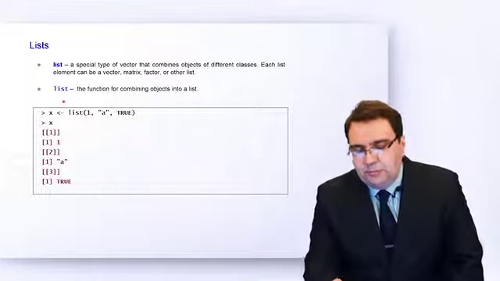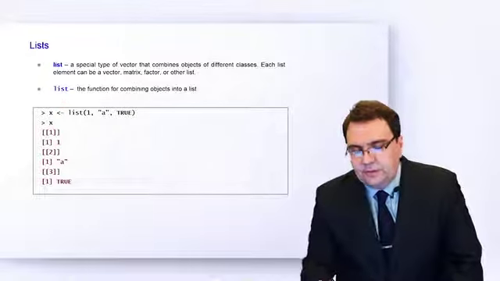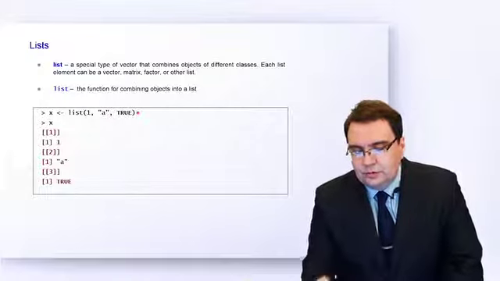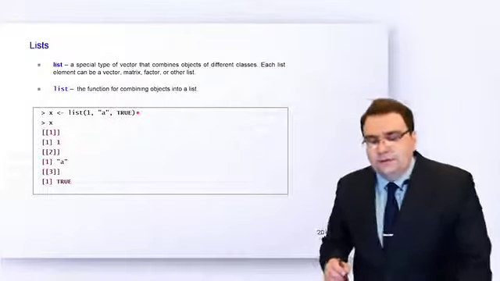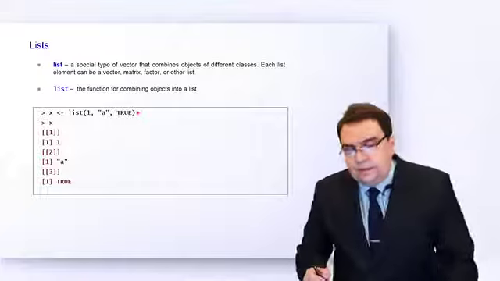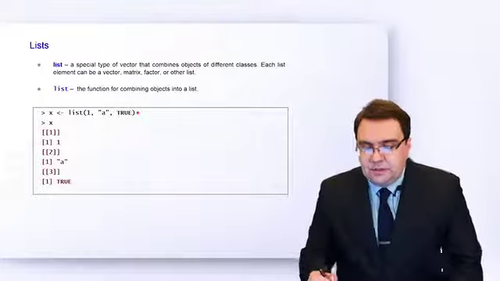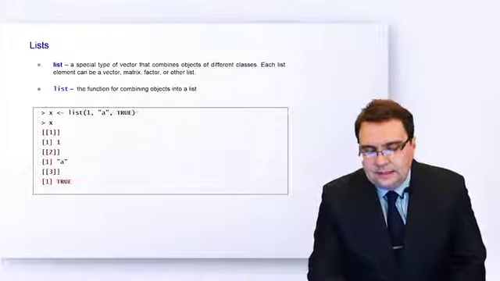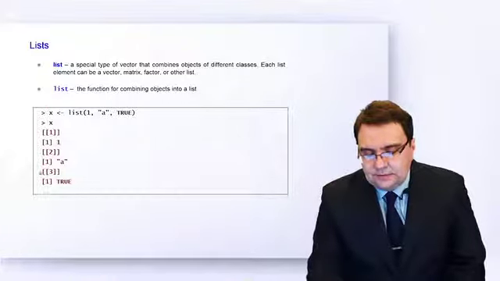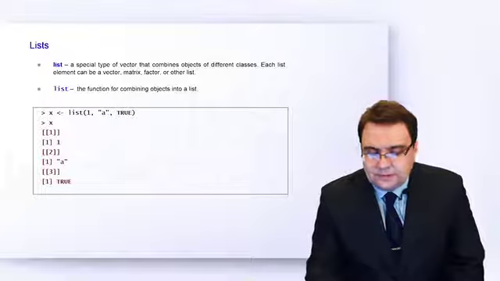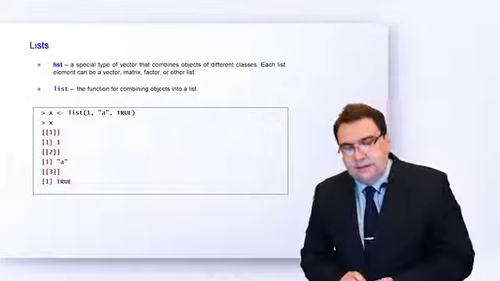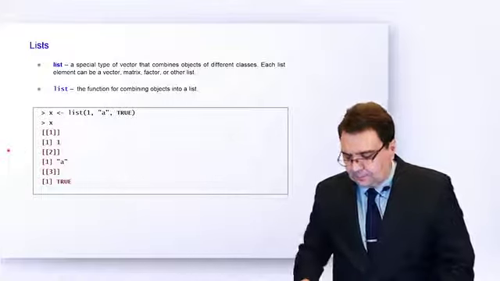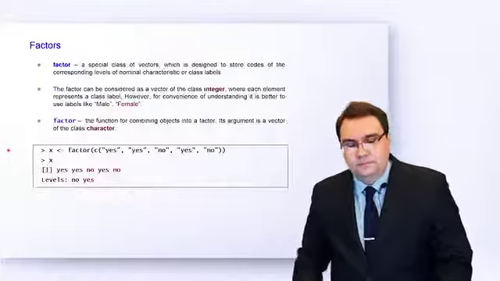And an example. So I create a list from elements 1, A, and TRUE. So we have here 3 different objects of type numeric, character, and logical. And so we have list X. If I print, then you can see the contents of this data object of type list.